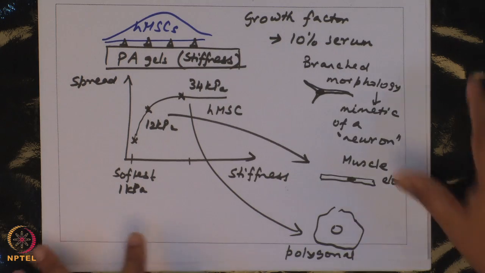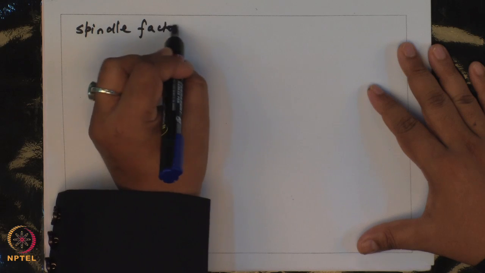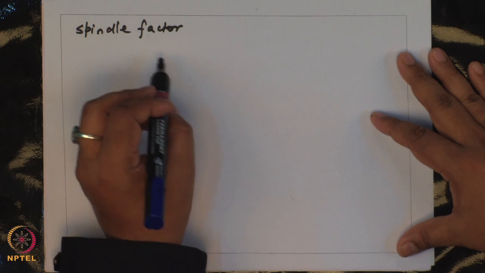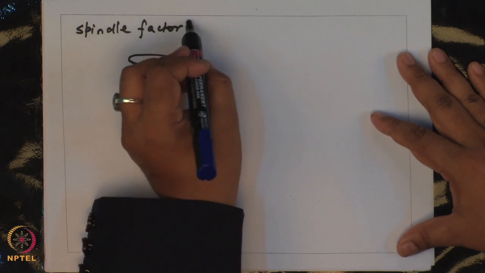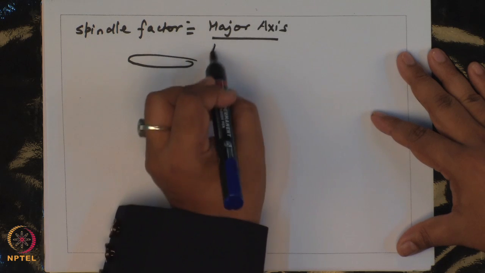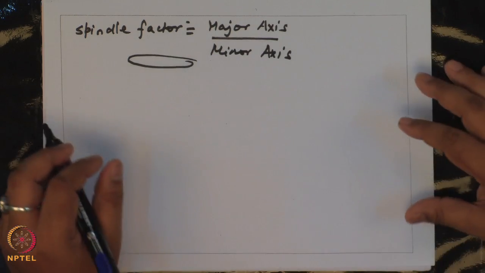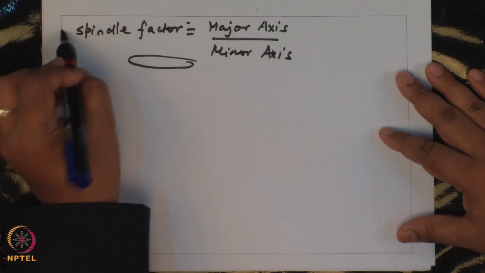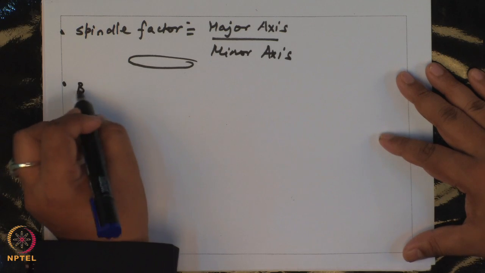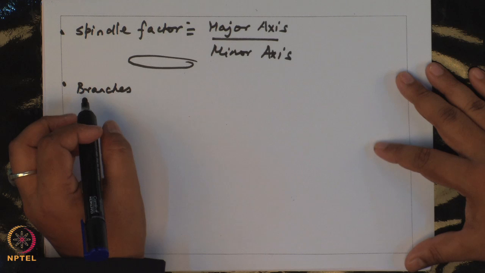They then did some detailed morphological correlation. They defined something called the spindle factor. What is spindle factor? If you approximate a cell shape like an ellipse, spindle factor is the major axis divided by the minor axis. So the higher the value, the more elongated the cell is in one direction. They also tracked the average number of branches per cell.